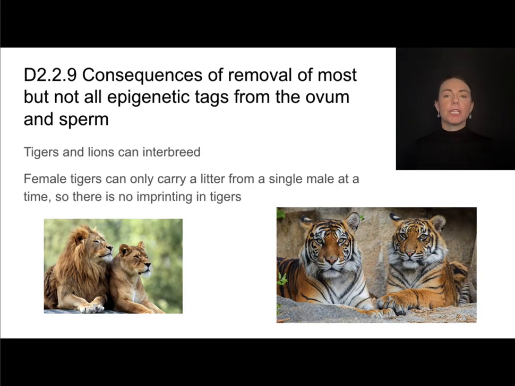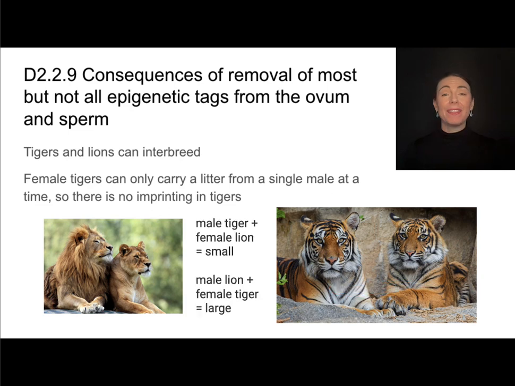Tigers and lions can actually interbreed. They don't produce fertile offspring because they're not the same species, but they can produce offspring. They can interbreed. But female tigers can only carry a litter from a single male at a time. So there's no imprinting in tigers. There's no kind of like competition between other males within the litter. So no imprinting exists. So when they interbreed, you get some really interesting observations due to this imprinting. If the male parent is a tiger and the female parent is a lion, there's no imprinting from male tigers to be big. So this offspring between them is going to be relatively small. There's no advantage for being big, no imprinting for being big.